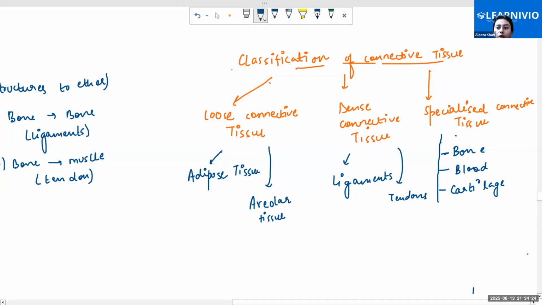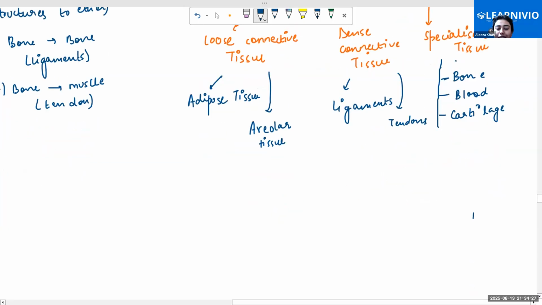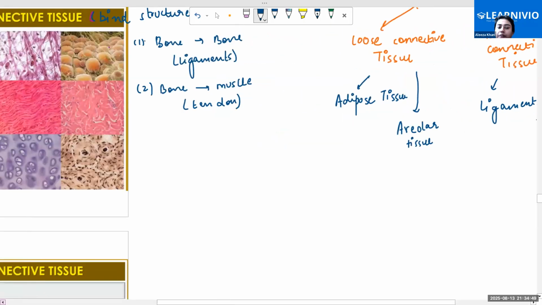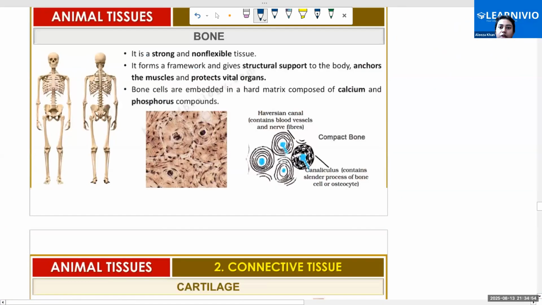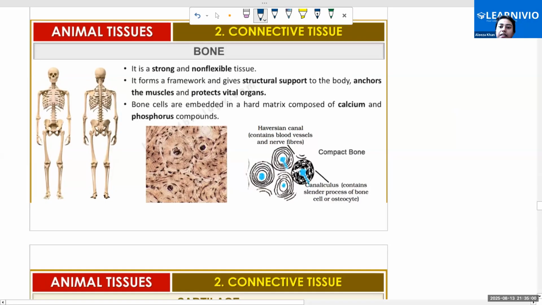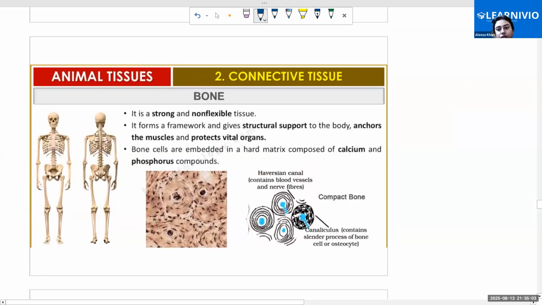I want you all to read all these topics thoroughly from your textbook, and please let me know if there is any other specialized tissue apart from bone, blood, and cartilage in your textbook. We'll be talking in brief about all these in the next class, because I have one more class right now. By that time, please revise all these topics and come with your doubts.